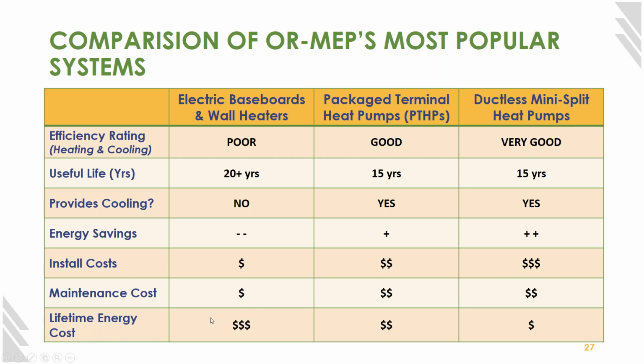And then we get down to what the tenants actually see, which is the lifetime energy cost. This is what they see on their bills, and for electric resistance, it's definitely going to be very high because they're so inefficient. Packaged terminal heat pumps are going to be less, more efficient, and then a ductless mini split is the lowest and most efficient, lowest cost system to operate for the resident.